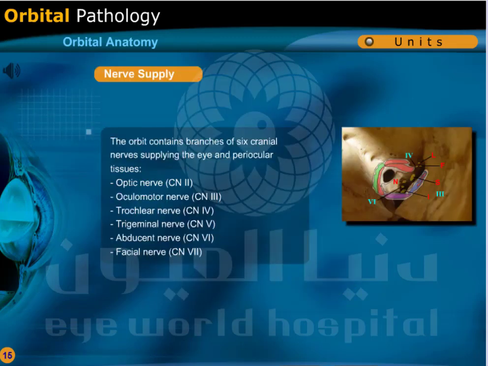Orbital nerve supply. The orbit contains branches of 6 cranial nerves supplying the eye and periocular tissues. Second cranial nerve or optic nerve. Third cranial nerve or oculomotor nerve. Fourth cranial nerve or trochlear nerve. Fifth cranial nerve, trigeminal. Sixth cranial nerve or abducent nerve. And seventh cranial nerve or the facial nerve.